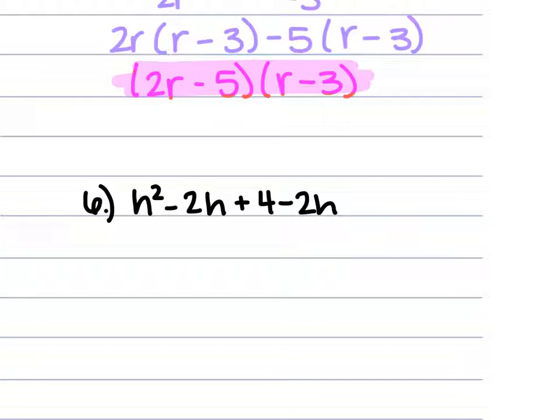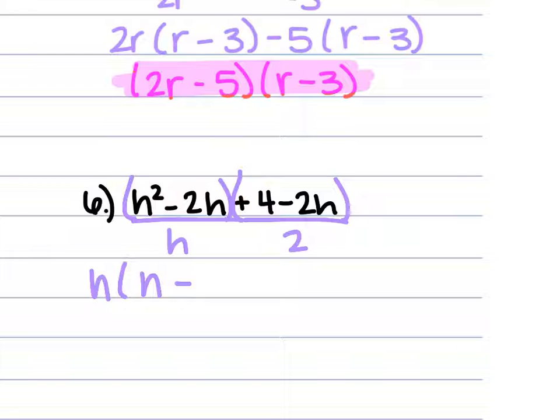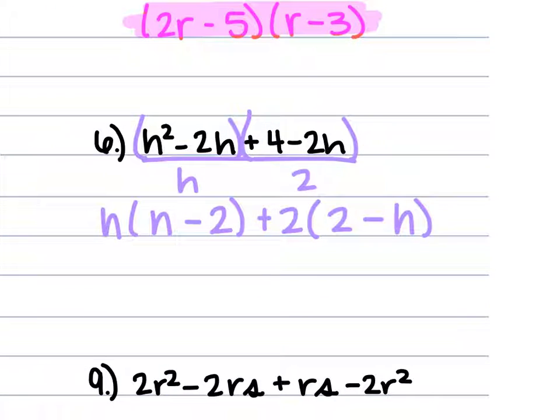For 6, we have h squared minus 2h plus 4 minus 2h. So this first set, we're going to factor out an h. The second set, we're going to factor out a 2. So this is going to give us h times h minus 2, and then a positive 2 times 2 minus h. We're going to rewrite this to where the h comes first in the second set of parentheses.